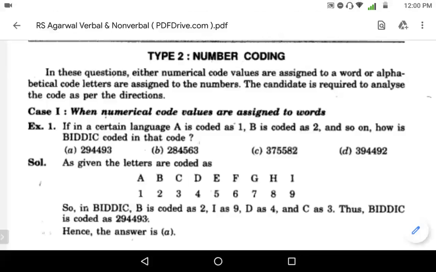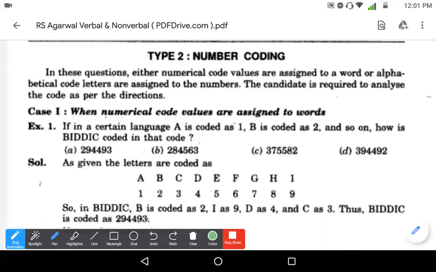So moving on to the next coding, under coding and decoding only, the next type of coding is number coding. In number coding, we will be assigning the alphabets with numbers. Numerical code values are assigned to the word or alphabets, and code letters are assigned to the numbers. Either we use numbers and assign the alphabets, or we take the alphabets and assign the numbers. At the end of the day, A to Z will have some numbers assigned to it. The candidate is required to analyze the code as per the directions.